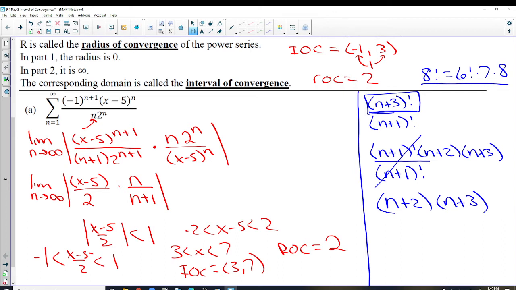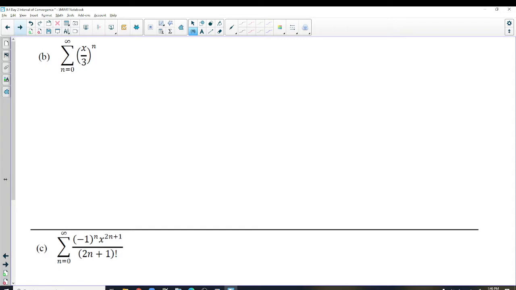Everybody good with that? All right, that's reducing factorials. That's probably the stuff that I don't know if you've ever done before. All right, let's keep rolling with these then.